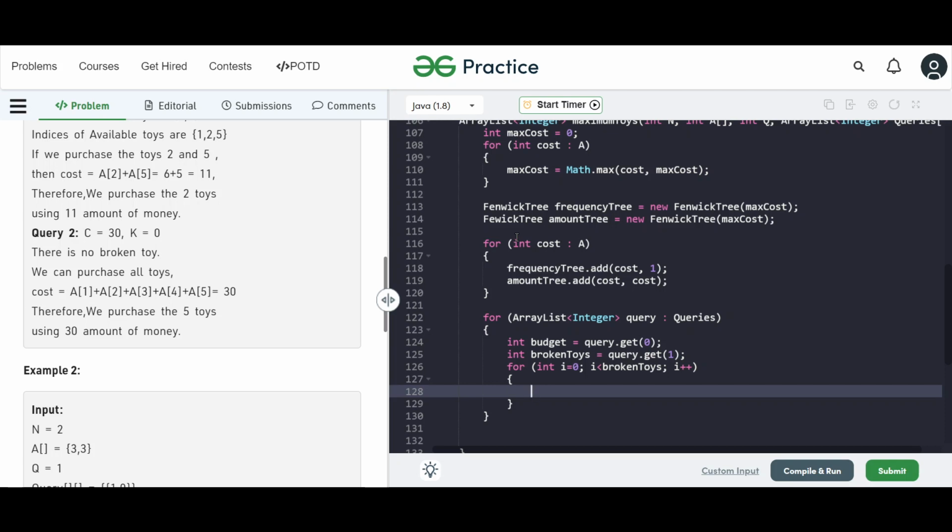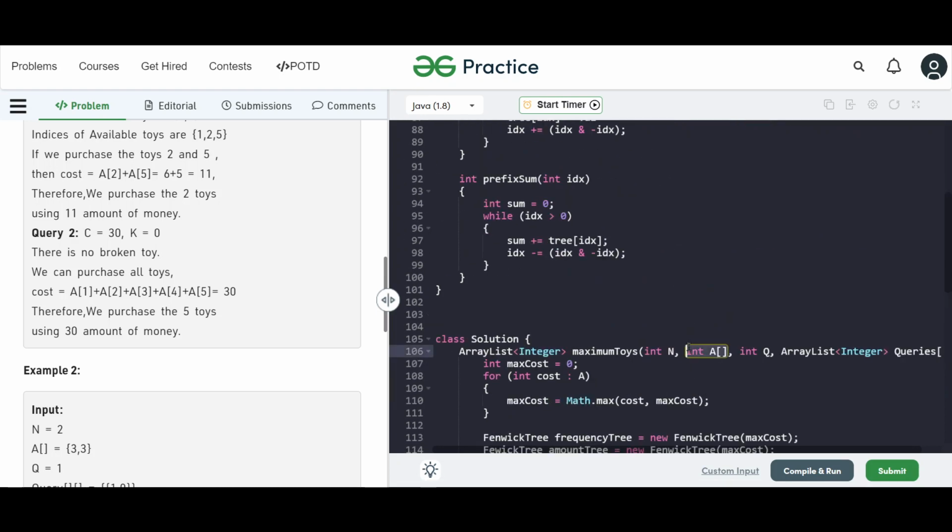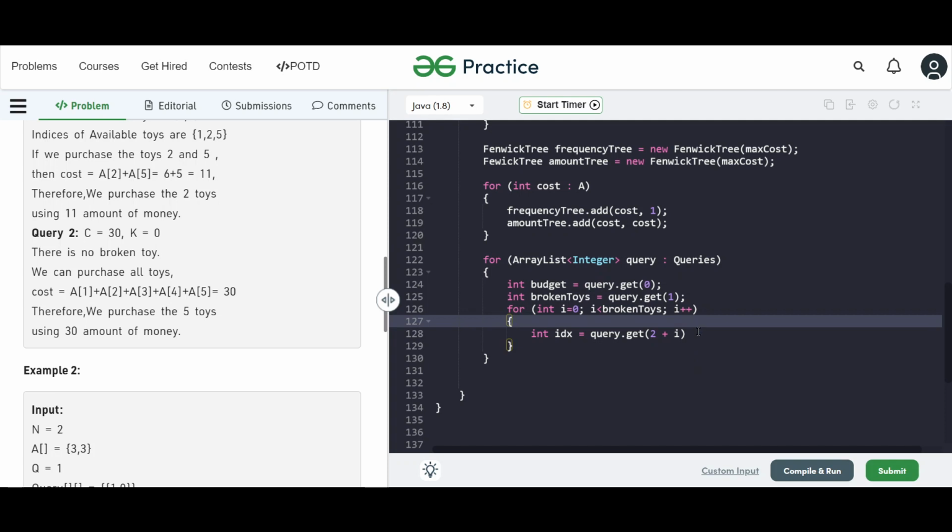So now for each and every broken toy, first let's find the index of the broken toy. So index of the broken toy equals query.get(2 + i), right? So 0 is this, 1 is this, 2 and further are the indexes of the broken toys. But the index is 1 based, based on the question, but the arrays are actually 0 based. This A is 0 based, right? So if we want to get the index in this A array, we'll have to do a minus 1. So this is the index in the cost array.